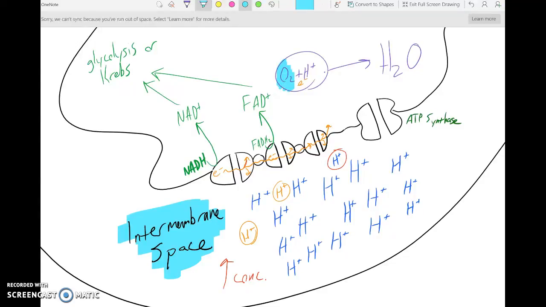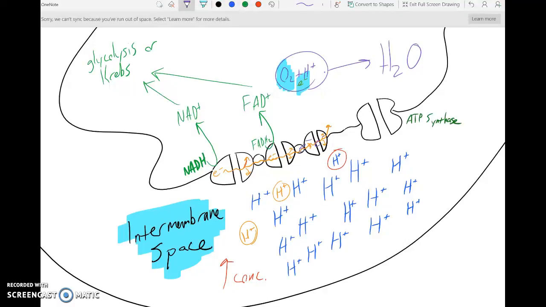Now, the interesting thing about this oxygen here, this is the purpose of breathing. The reason that we inhale oxygen, the reason that it's so important to our well-being, is so that it can come in here and pick up these electrons. Because if these electrons don't get picked up, they can actually get backed up in this chain.